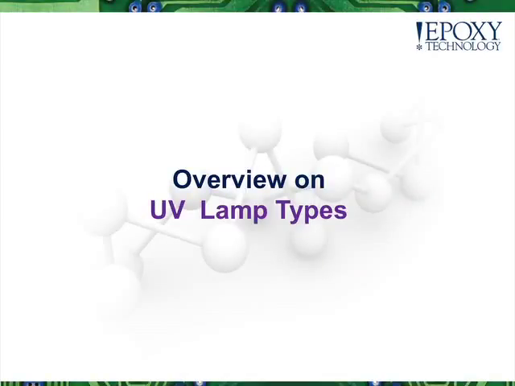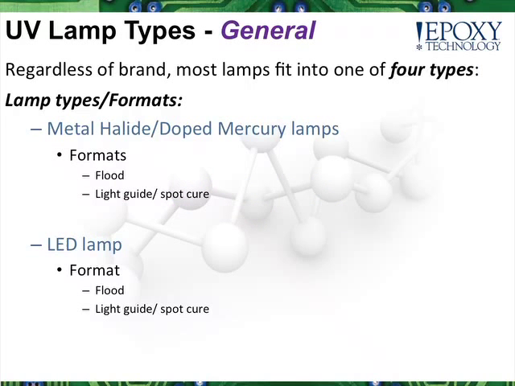Now, how to cure them. Onto the lamp section. There are two main types of lamps. The first is the metal halide or doped mercury type lamps. The second is the LED type. Now those can be further divided into flood cures and spot cures. Flood cures being a large area of illumination versus spot cures being a very tight area of illumination. And we're going to go into more detail about all of these varieties shortly.